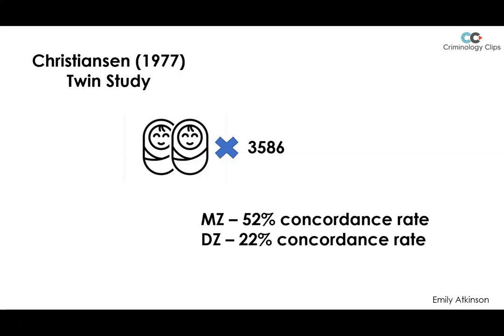He also found that with dizygotic twins, that's non-identical twins that don't share 100% of the DNA, there was only a 22% concordance rate. So that provides evidence that the cause of criminality is genetic.